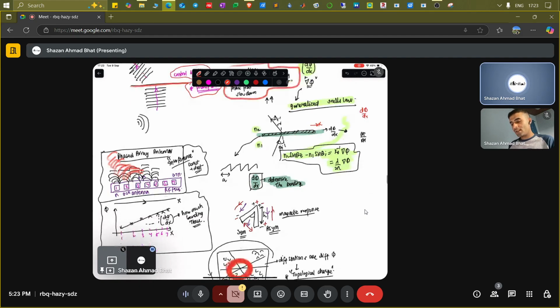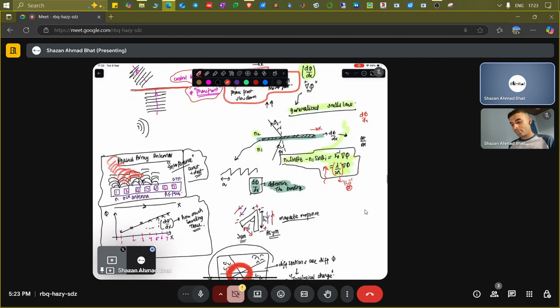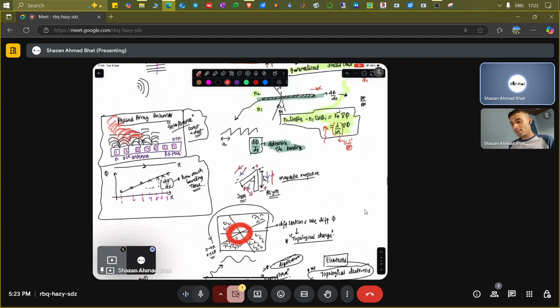Then you can write a generalized Snell's law in this form, where this is k naught, the wave vector of the electromagnetic wave, and then this particular phase gradient, d phi over dx, is going to determine how much bending can take place. If you can control this particular phase gradient, you can steer the beam. Okay, that is what I wanted to talk about in this concept.